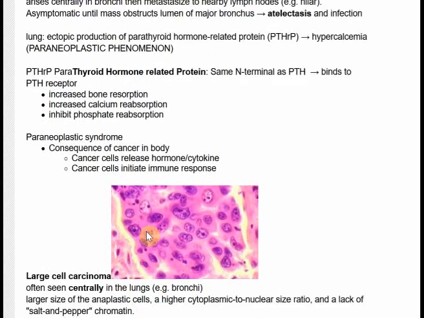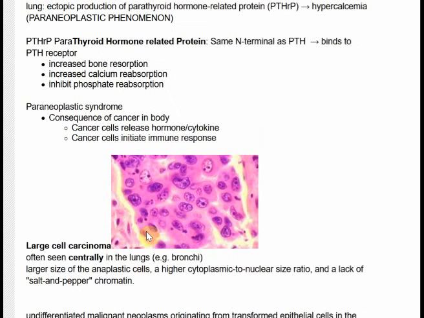Large cell lung cancer tends to be found centrally in the lungs. And under histology, there's a lack of salt and pepper chromatin, as you can see there. There's a high cytoplasmic to nuclear size ratio. Anaplastic cells are predominant.